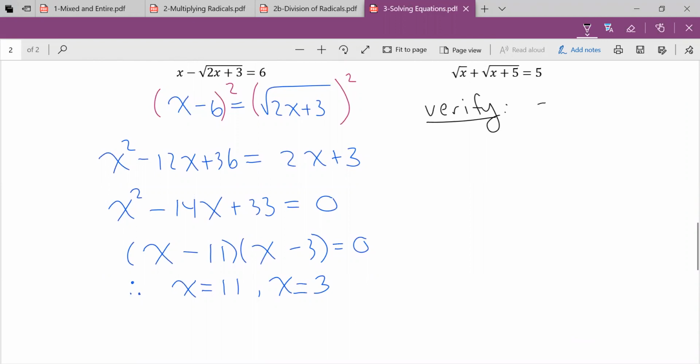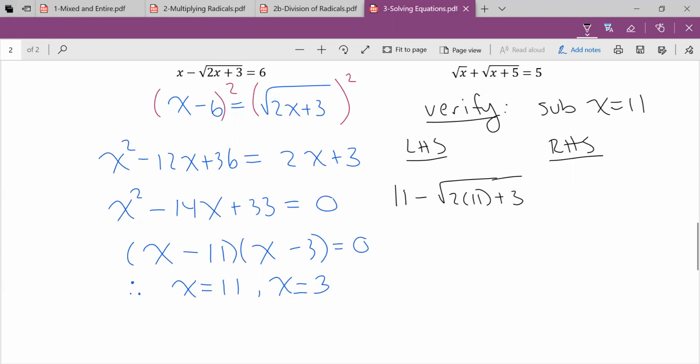So I'm going to sub in first, x is equal to 11. So remember, we do left-hand side and right-hand side separately. We're trying to show they're the same. So I sub in 11. 11 minus square root of 2 times 11 plus 3. That's 11 minus the square root of 25, which is 11 minus 5, which is 6.